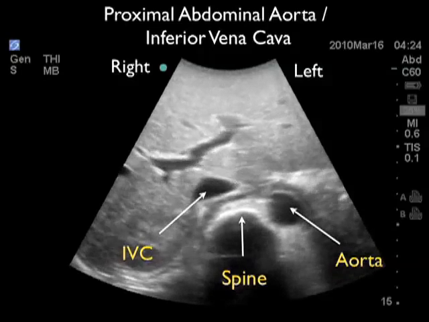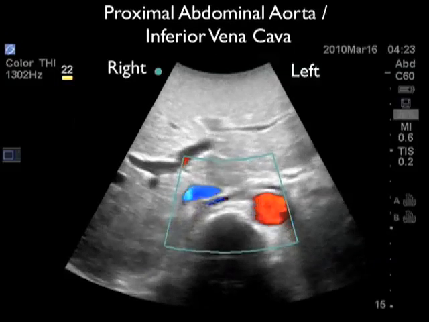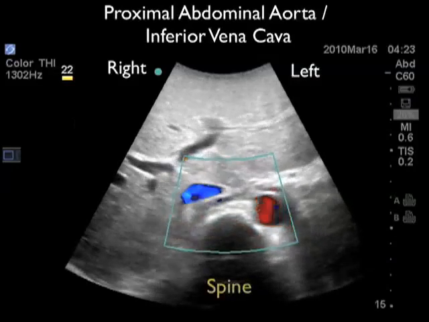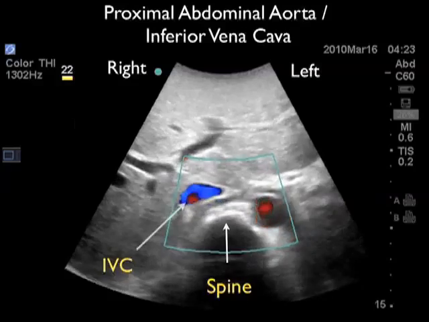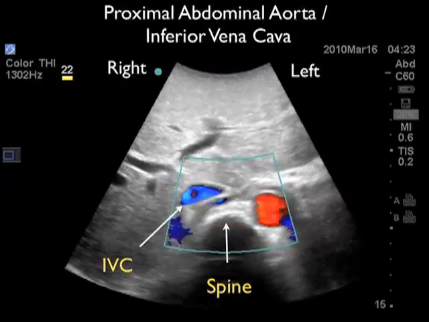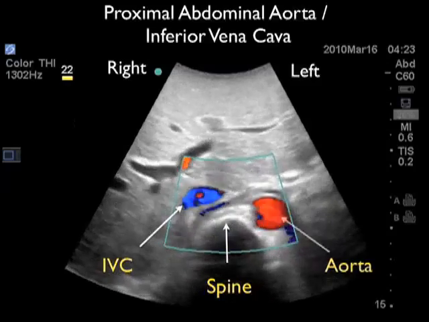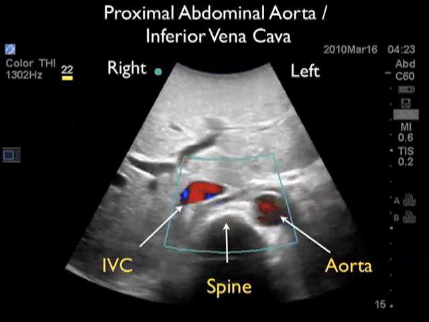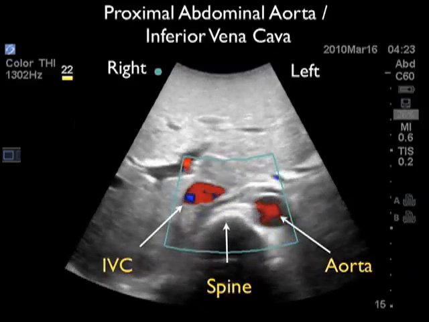We can apply Doppler sonography to further differentiate the two structures. And notice here we're doing color flow Doppler, and we again recognize the spine as our landmark for recognizing the vascular structures of the IVC and aorta on top of the spine. And we see the phasic respiratory pattern of blood flow within the IVC and the steady pulsations of blood within the aorta with each heartbeat differentiating the two structures.